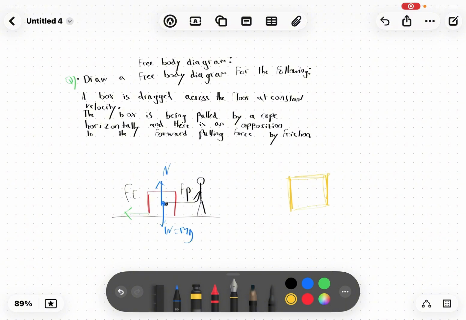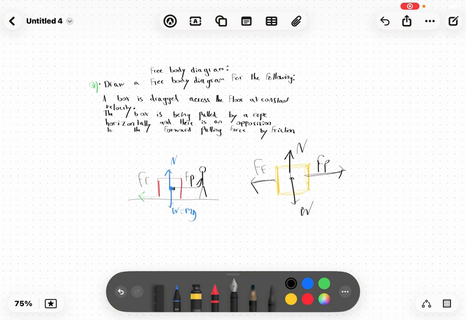So the box, nothing done, it's in space, nothing around it. The person is gone, so we just put the pulling force. The floor is gone. We could draw the friction force here, but we don't need to in a free body diagram. So like this, then the weight, and then the normal force. So that's how it is.